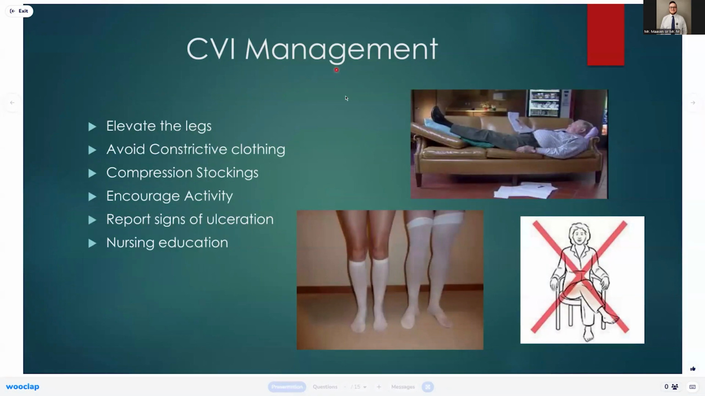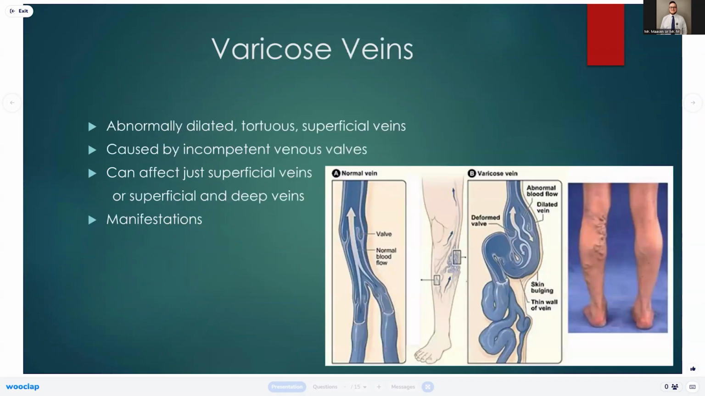Chronic venous insufficiency management. This is neat to know. What should we do for this patient? Well, we can elevate their legs to help prevent swelling and get venous return. Avoid really constrictive clothing, compression stockings. Compression stockings apply equal pressure to the whole calf and leg to help with venous return. Make sure they're doing active, like they're actually walking around. Report signs of skin changes or ulcer development, that sort of stuff.